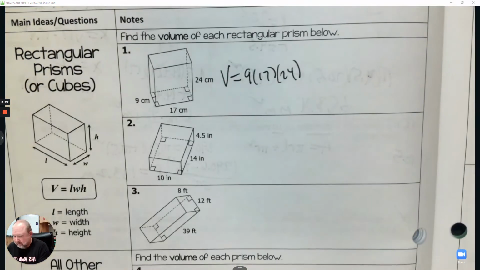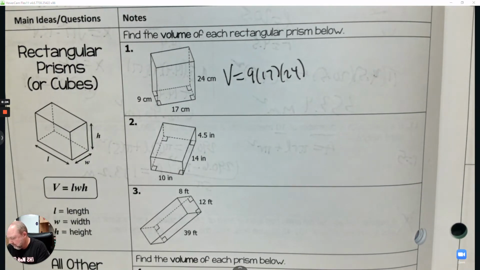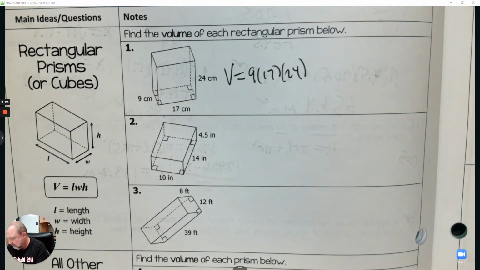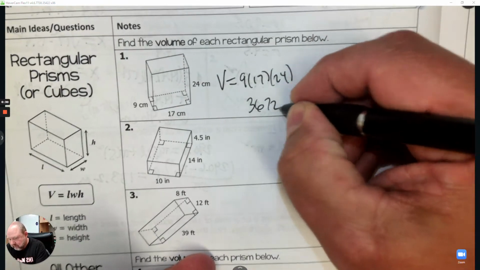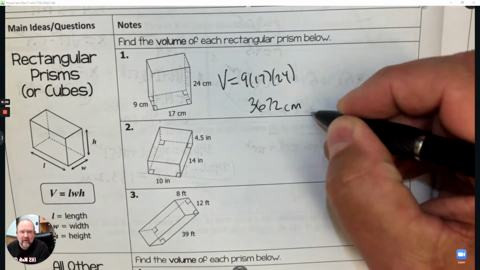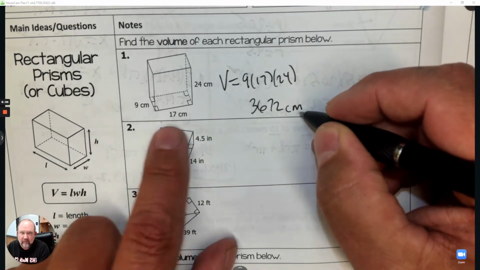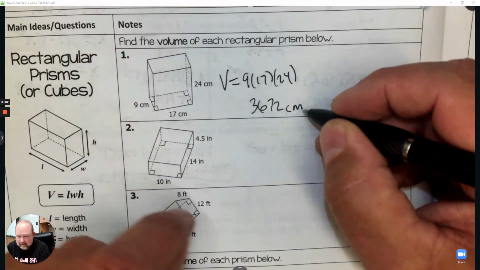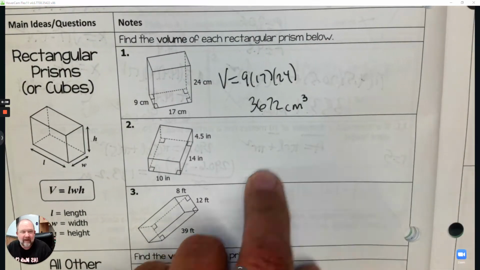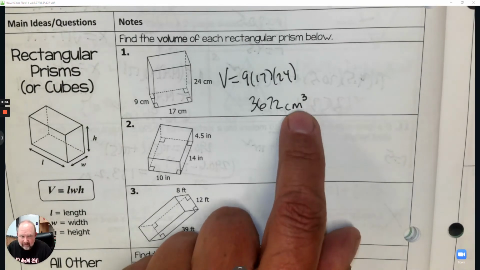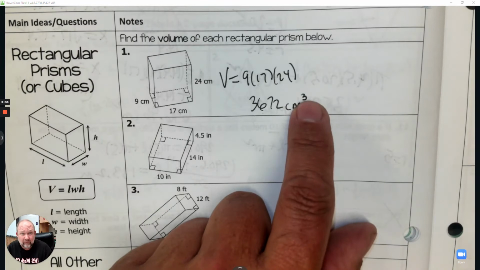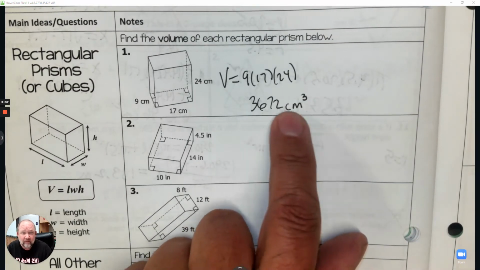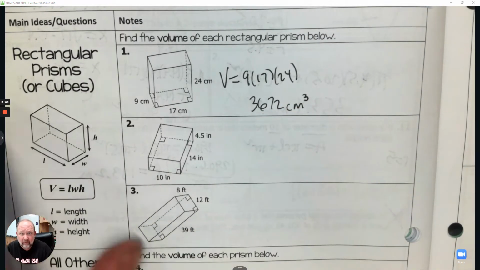So 9 times 17 times 24. Now, here's something to be aware of. To write the answer correctly, we need our unit, or letters. But for volume, because it's 3 dimensions, it's going to have a little 3 to it. That signifies that we were doing volume. Remember, area had a little 2? 2 dimensions. 3 dimensions here, right? The capacity, we're going to have a little 3 at the end.